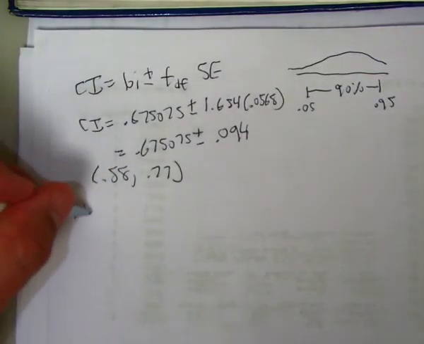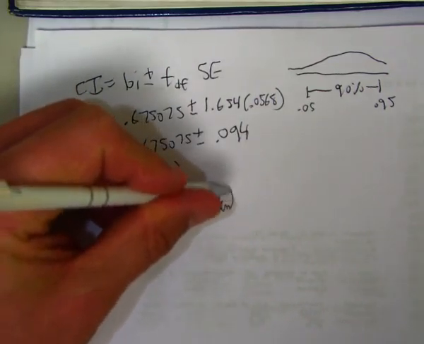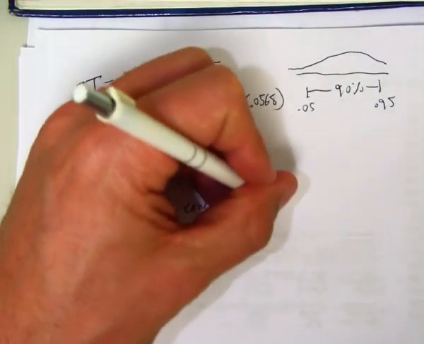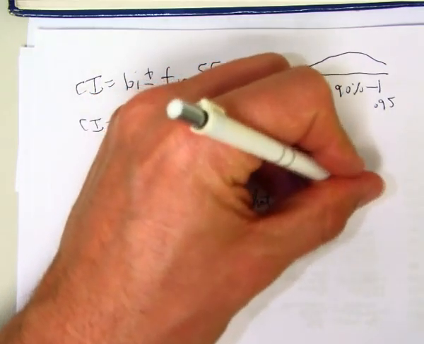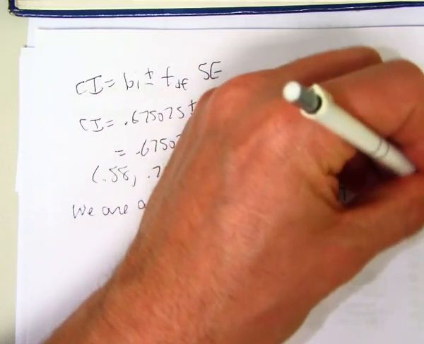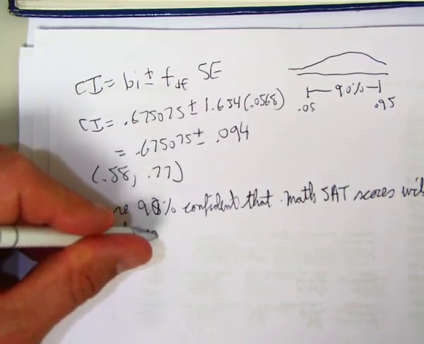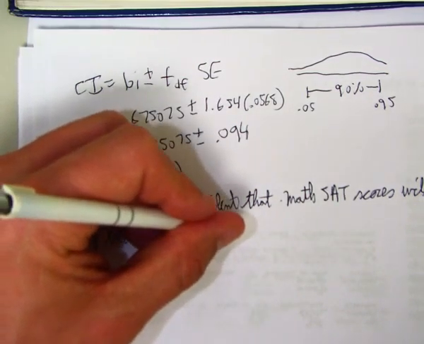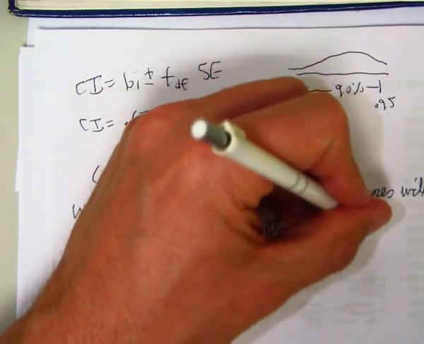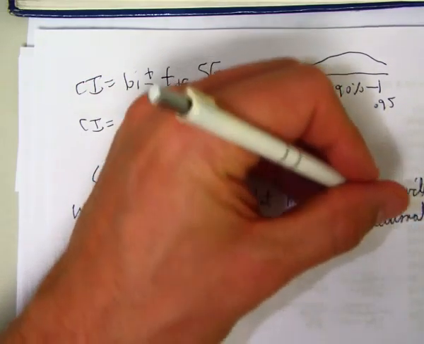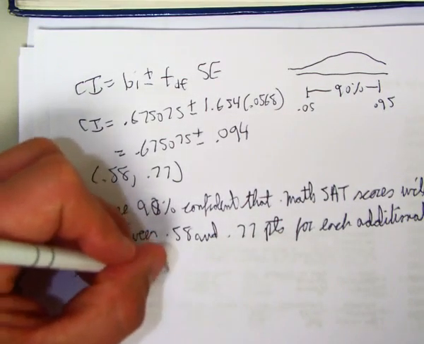So we are 90% confident that math SAT scores will increase by between 0.58 and 0.77 points for each additional point that SAT verbal increases.